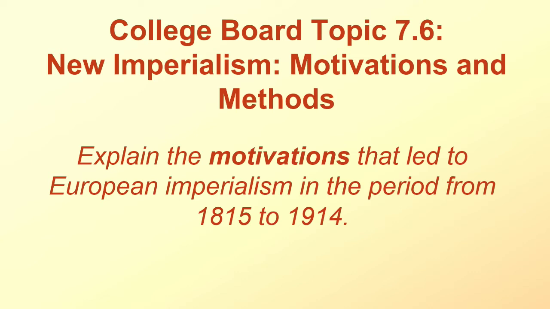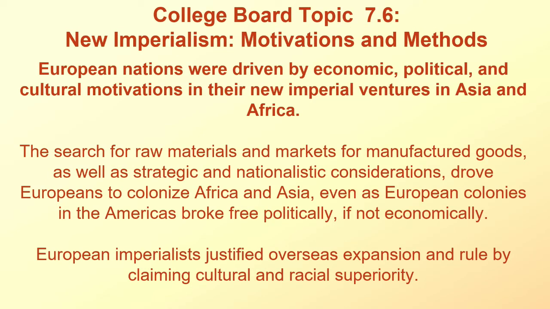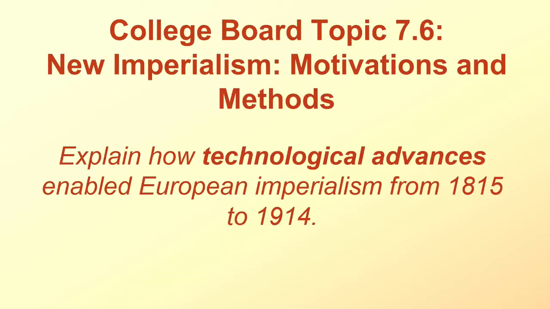Explain the motivations that led to European imperialism in the period from 1815 to 1914. We've seen this. European nations were driven by economic, political, and cultural motivations in their new imperial ventures in Asia and Africa. And this bears repeating as many times as possible. The search for raw materials and markets for manufactured goods, as well as strategic and nationalistic considerations, drove Europeans to colonize Africa and Asia, even as European colonies in the Americas broke free politically, if not economically. And European imperialists justified overseas expansion and rule by claiming cultural and racial superiority.